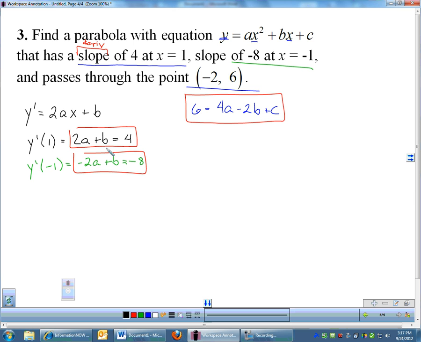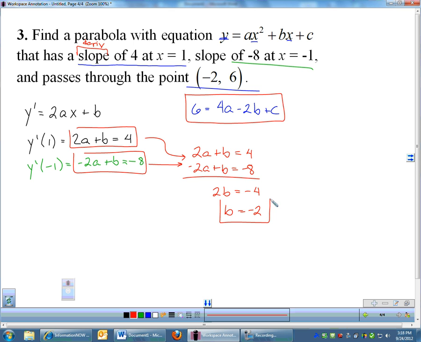This is not going to be too bad because I'm looking at these 2 equations right here, and I notice that if I simply add those 2 equations, I have 2a plus b equals 4, and negative 2a plus b equals negative 8. If you add those 2 equations, the a's go away. 2b equals negative 4, divided by 2, and you get b is negative 2.